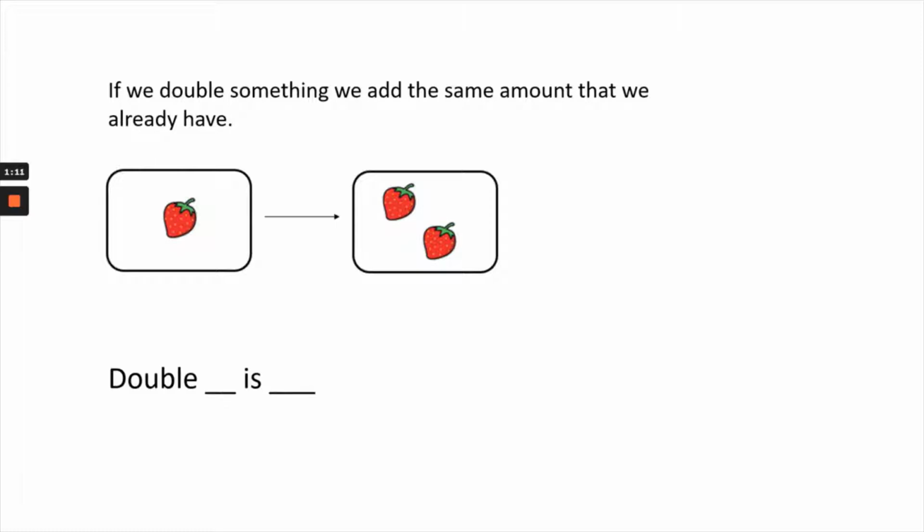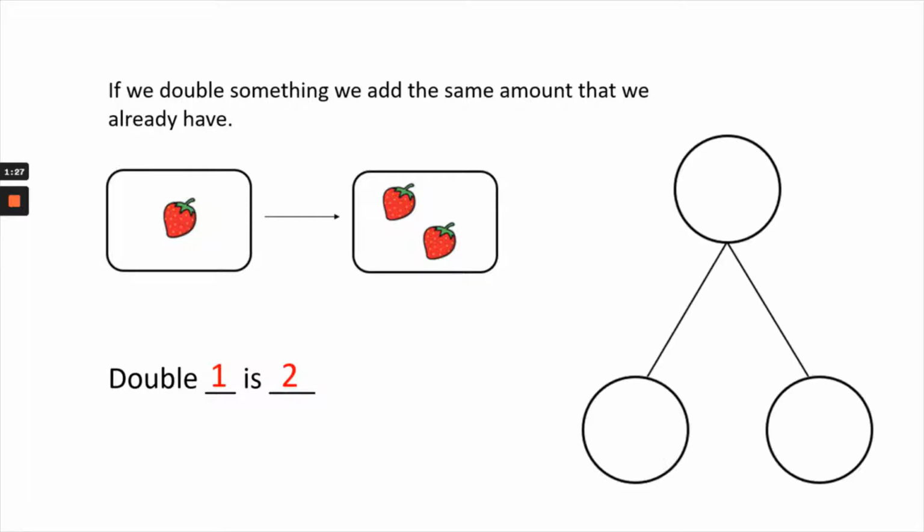If we needed to write this in a sentence, we would write double one, which is the amount that we started with. We added another one to make two. Double one is two. Let's have a look at this in a part-whole model. So we started with one. And to double something, we need two lots of them. So we need two lots of one, or two equal groups of one. And together, that made two.